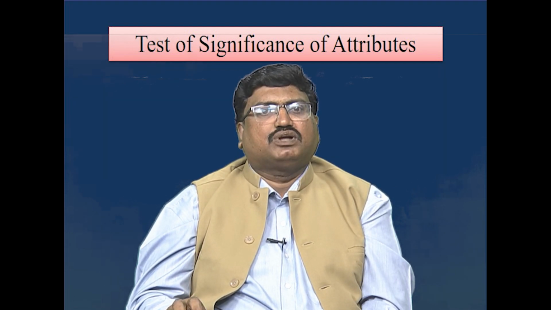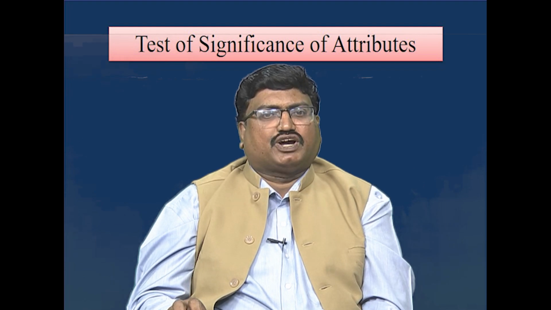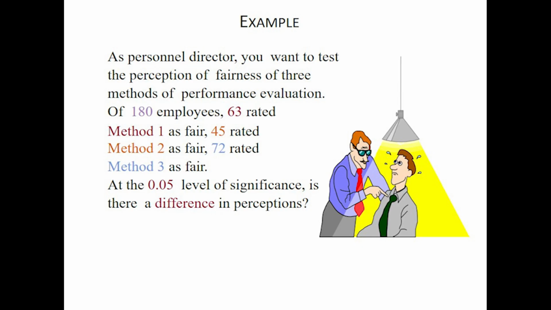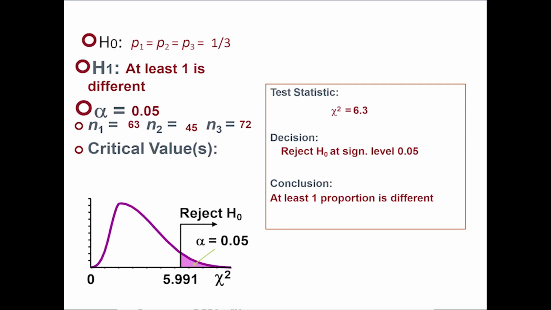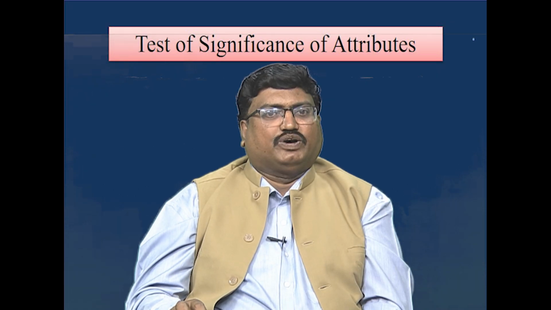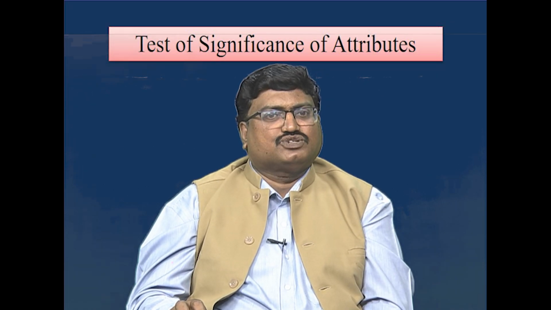So let's take an example. A personnel director wants to check, out of 180 people, how they are rated on different methods, and we put it as: out of 180, the expected is 60, 60 and 60. The observed is there, so we find the difference. The calculated value of chi-square is 6.3 and the critical value is 5.991. As the calculated value is greater than the critical value, we reject the null hypothesis. This is for single strand data where the degrees of freedom, if we have 3 values, is 2.